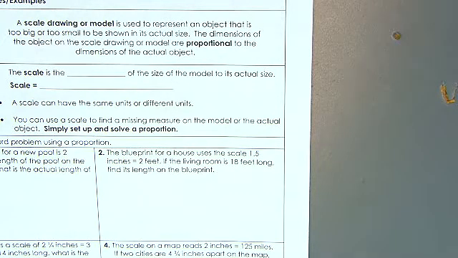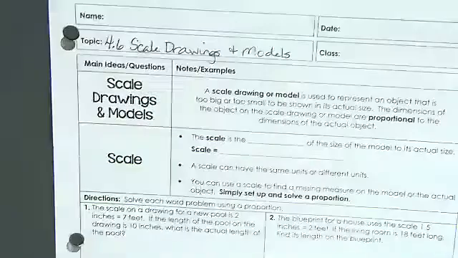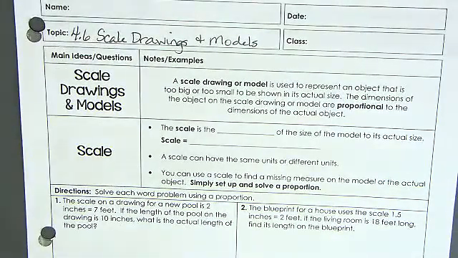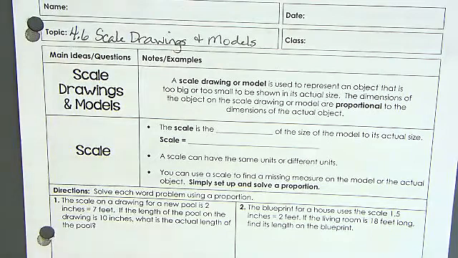Now let's get started. All right, we are covering 4-6, which is continuing ratios and proportions, and it's talking about scale drawings and models. This is probably the way you will see it most often when you're dealing with proportions. Okay, so here we go.